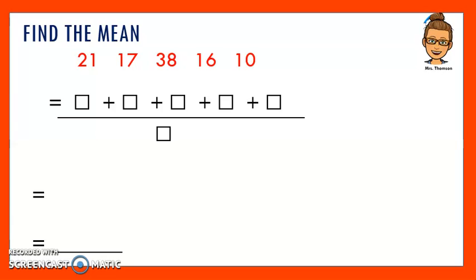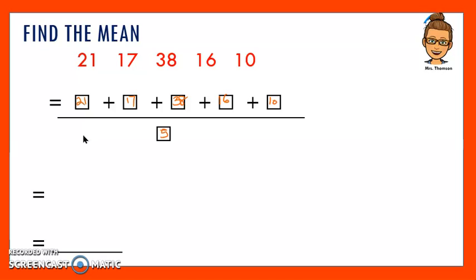Find the mean of 21, 17, 38, 16, and 10. All right, so I want you to pause now, work it out, and then when you are finished, you come back to get the answer and see if you were correct. Okay, so what are we going to do? We're just going to add 21 plus 17 plus 38 plus 16 plus 10, and we're going to divide the sum of all those numbers by 1, 2, 3, 4, 5.